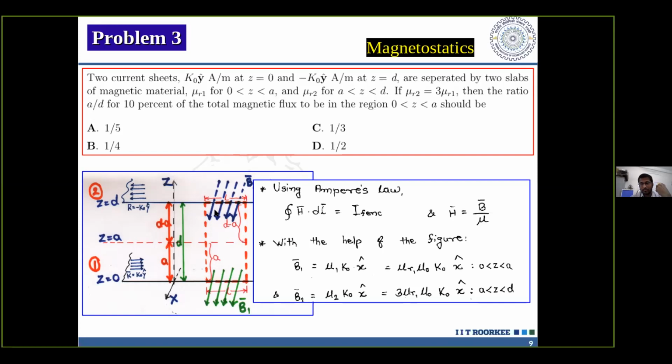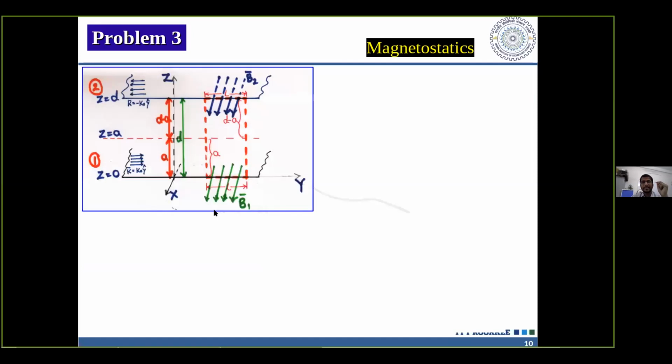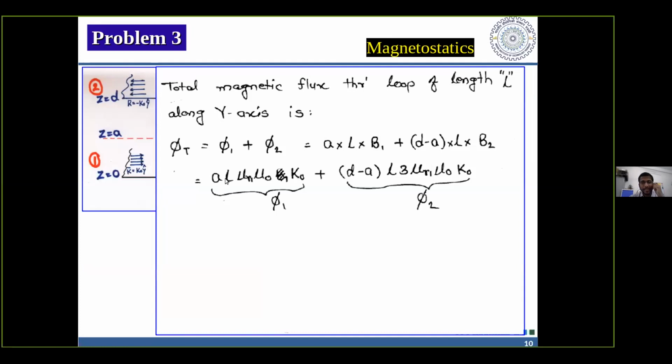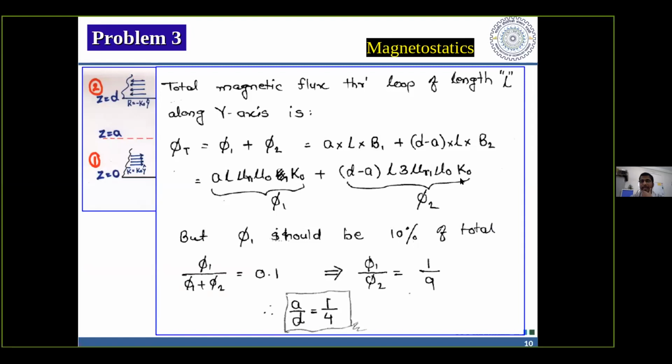So what I have written here is the same repetition of this diagram. Now phi 1 is nothing but area, A times L, the area of the bottom loop times the magnetic field, plus the area of the top loop times the magnetic field. So that is phi 1 and that is phi 2, simple.